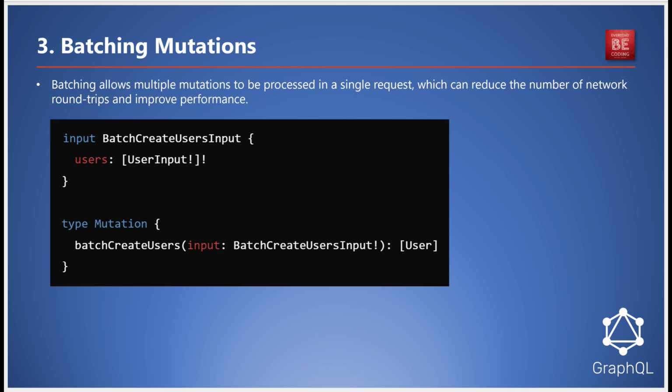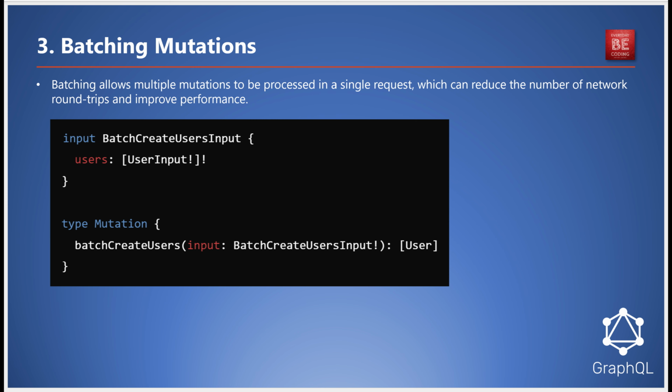Moving on, let's discuss batching mutations. This technique is a game changer for performance. By sending multiple mutations in a single request, batching reduces the number of network round trips. This not only speeds up the data processing, but also minimizes the load on the network, making the application faster and more responsive.